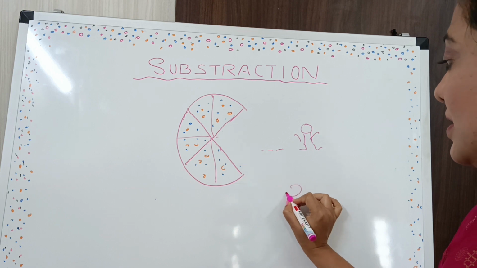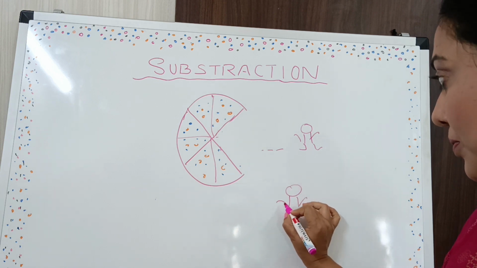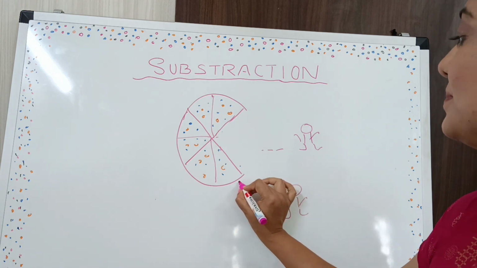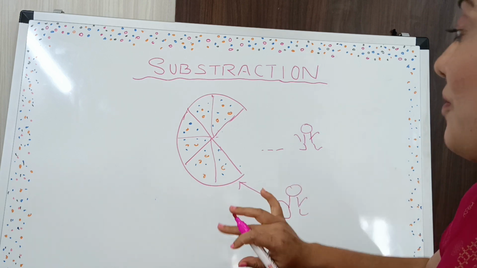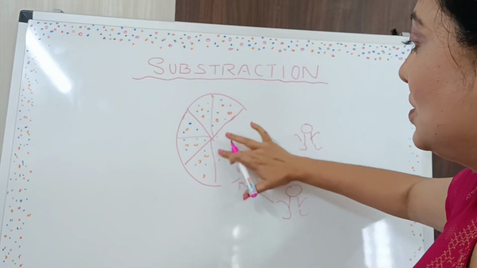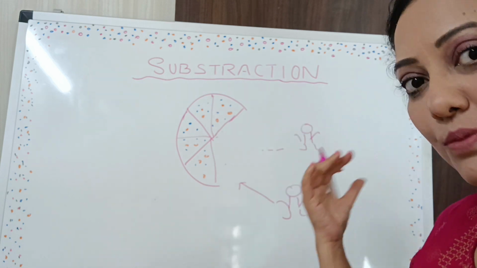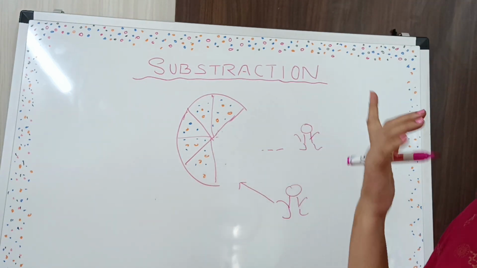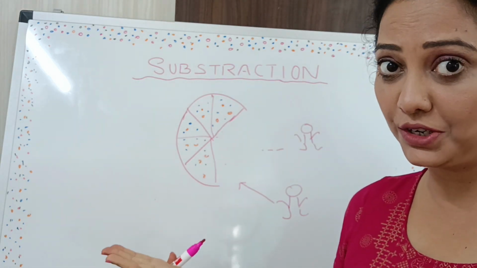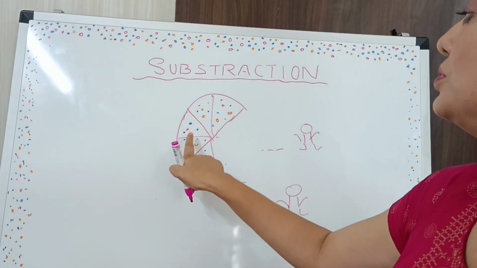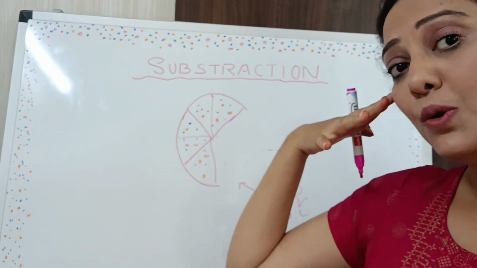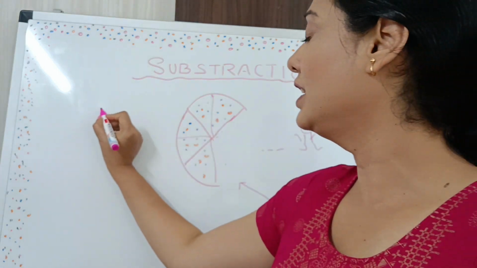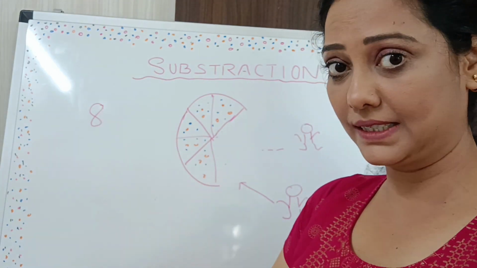Now another friend of yours comes and takes a piece of pizza. What will happen? This is also removed from your plate. Now how many pieces of pizza are left on your plate? 1, 2, 3, 4, 5. Only 5. Starting, I have 8 pieces.